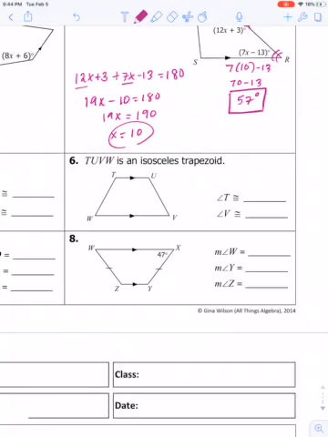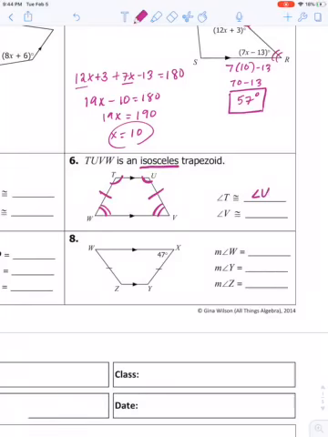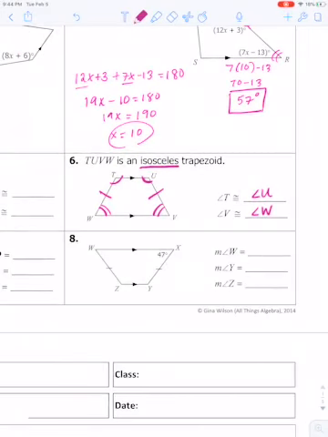Okay, then, moving on. Number 6. This is an isosceles trapezoid. That means the legs are congruent. That also means the base angles here and here are congruent, as well as angle T and angle U. So that's really all we have to do here. Angle T is congruent to angle U. Angle V is congruent to angle W.